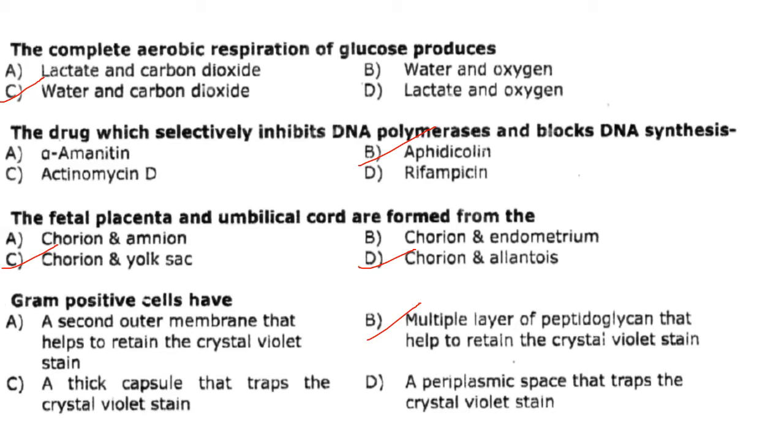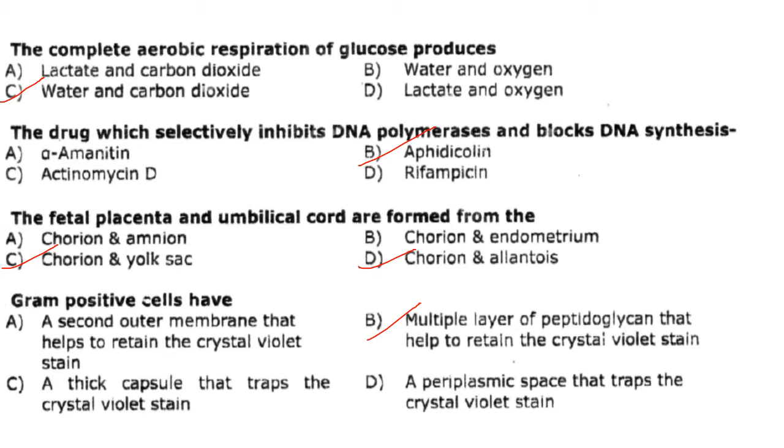The fetal placenta and umbilical cord are formed from. So it can be chorion and yolk sac or chorion and allantois. I don't know what was given in your option answer key, because umbilical cord contain remnants of yolk sac and allantois. So it can be either C or D. I don't have the answer key with me.